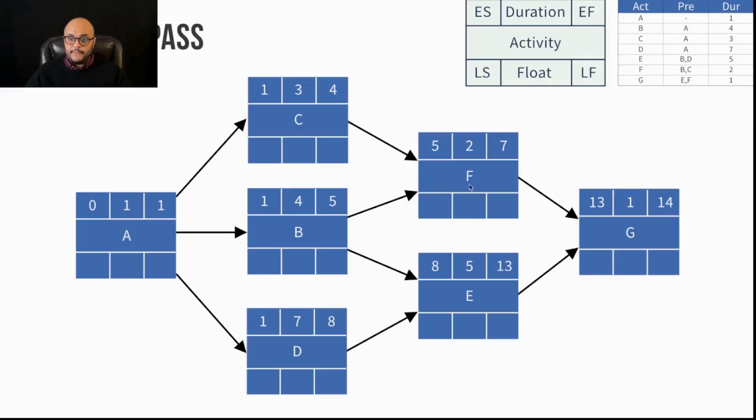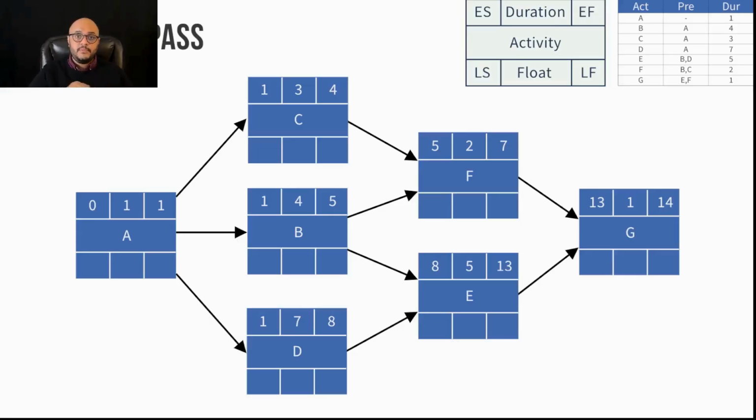Same for F. The predecessors to F are C and B. Which one do I use? I take the larger of the two numbers because we're doing a forward pass, and it becomes the early start, which is 5. 5 is larger than 4. 5 plus 2 is 7. And again, for task G or activity G, I take the larger of the two numbers. 13 is larger than 7. 13 becomes my early start date for G. 13 plus 1 is 14. 14 is my early finish date for activity G.